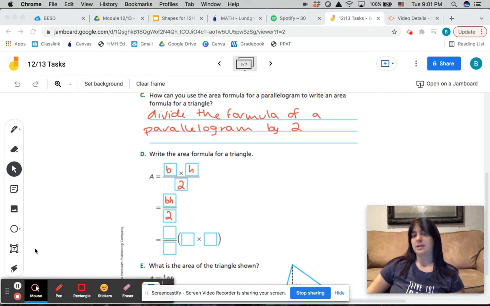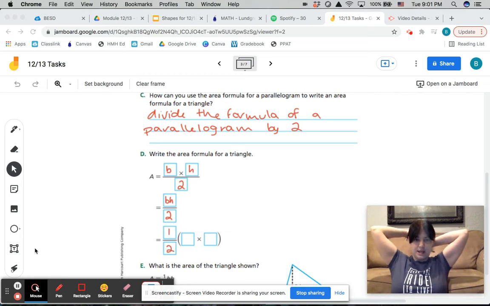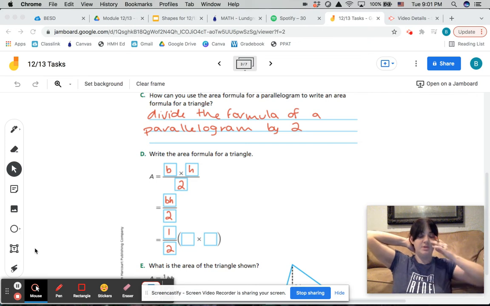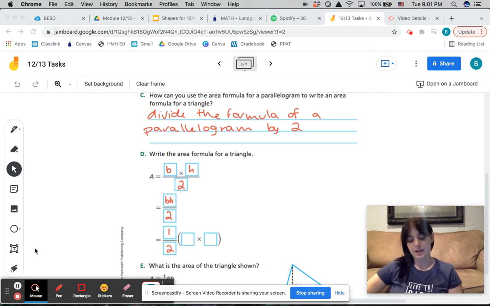Another way that we can write this is we can take that 2 and write it as 1/2, because basically what we're doing is BH divided by 2. We can also multiply it by 1/2, and that equals the same thing. So we can write it as base times height, and then times 1/2 on the side. Now these are exactly the same thing. They're just written two different ways.